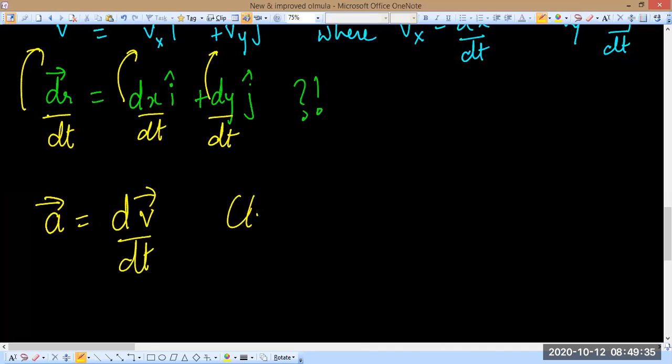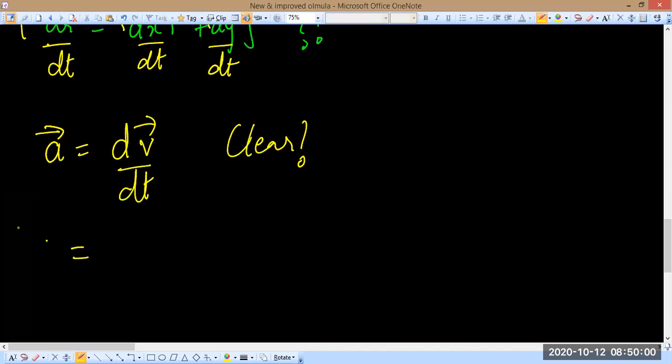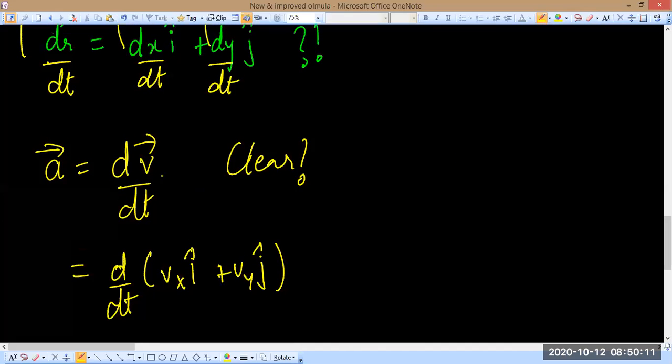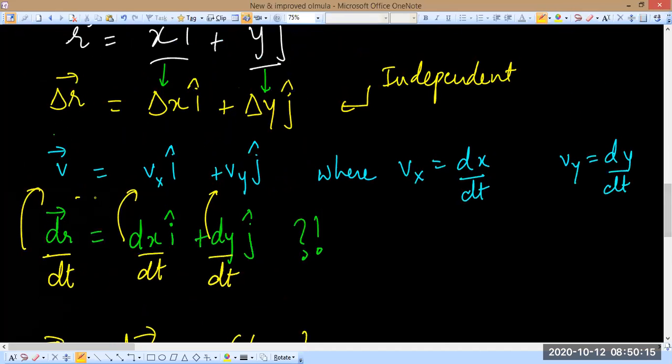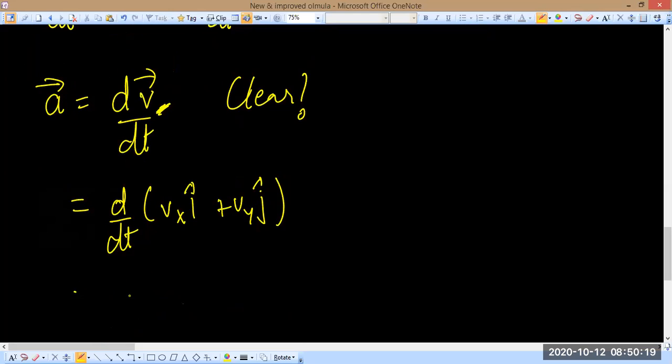Is this equation clear? Okay, then I hope all of you can understand that we could write it as d by dt of (vx i caret plus vy j caret), because we are putting v vector's value from here. So if I separate it once again, it's going to become dvx by dt i caret plus dvy by dt j caret.